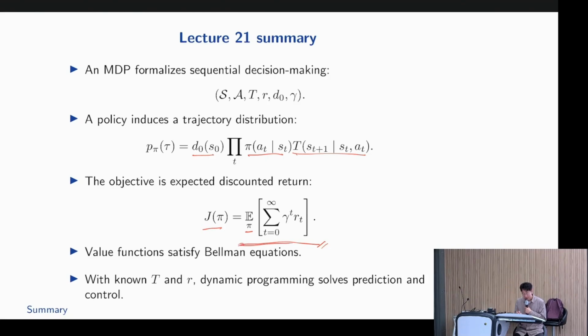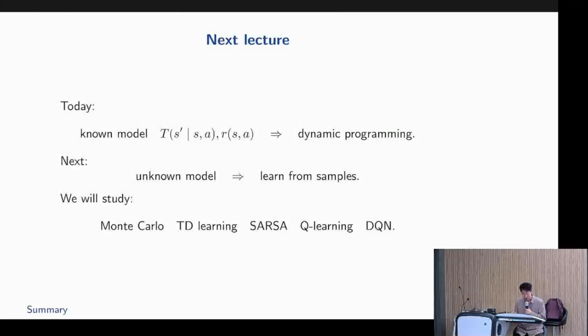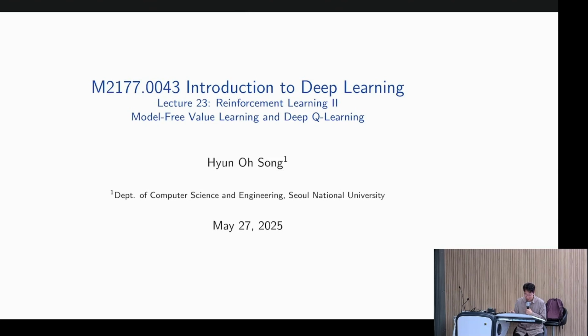We're not directly optimizing this. We're doing it indirectly by relying on Bellman equations. And what we discussed all assumes we know the dynamics and reward, which is the limitation. So in the next lecture, we're going to relax that assumption. We're going to think about how to do everything model-free. So if we have access only to samples, how do we do value learning?